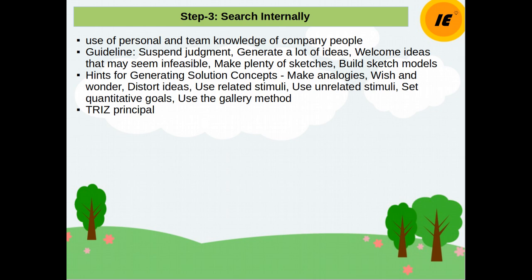So there are certain guidelines one can follow when taking information from them. First is suspend judgment. That means don't judge their argument, whatever they are saying, just take their input. Generate a lot of ideas, welcome ideas that may seem infeasible, make plenty of sketches, build sketch models. That means you can use 3D printing, cardboard or clay depending on your product, etc.